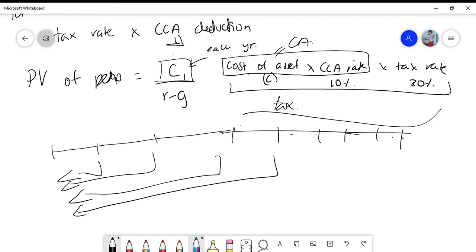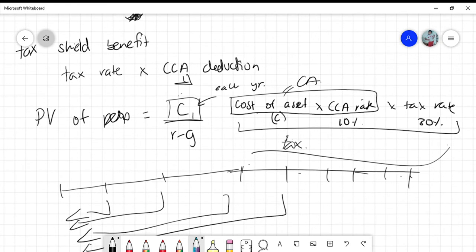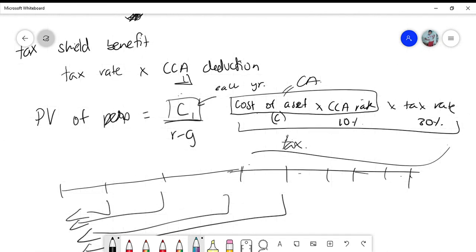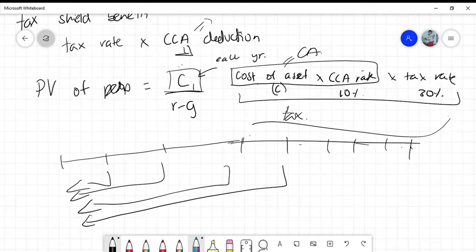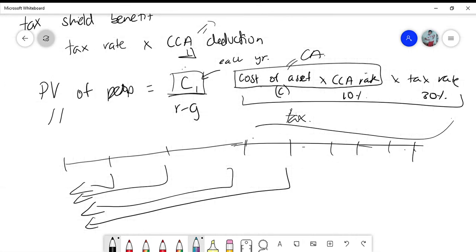Basically, if I had no CCA, if you remember that first example where I just calculated the tax rate right after the revenue, that's kind of sad, right? Because we have none of this depreciation stuff to make our taxes lower. But in this case, we do, so we want to find out what is the present value of that money.